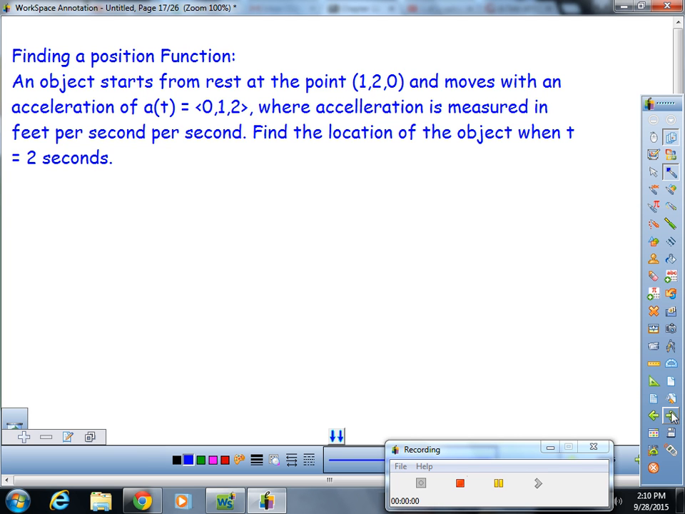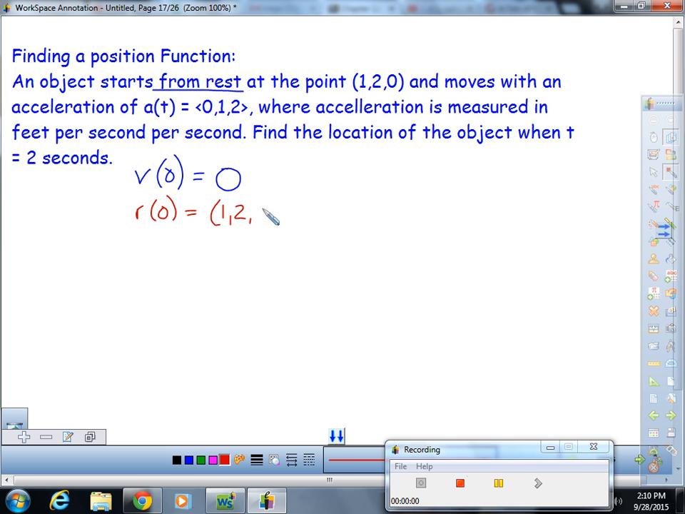So, an object starts from rest. So what that tells you is that our initial velocity is 0, at the point 1, 2, 0. So, our initial position is 1, 2, 0, and it moves with an acceleration of, okay, so now we know a of t is equal to 0, 1, 2, where acceleration is measured in feet per second per second. Find the location, so we need to find r of t of the object when t equals 2 seconds. So, we need to find r of t. We've written down what we know.